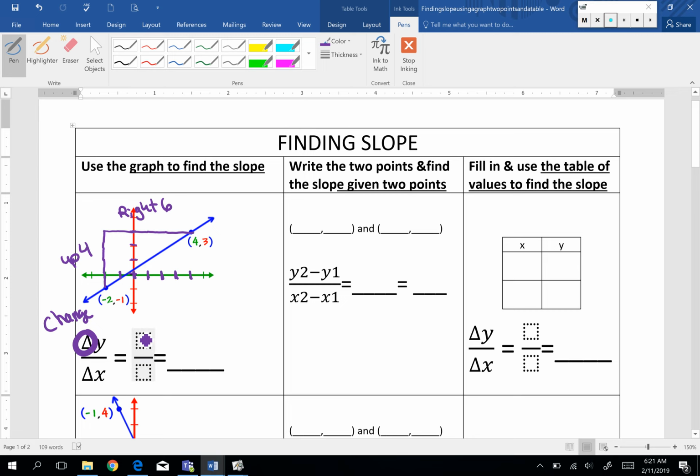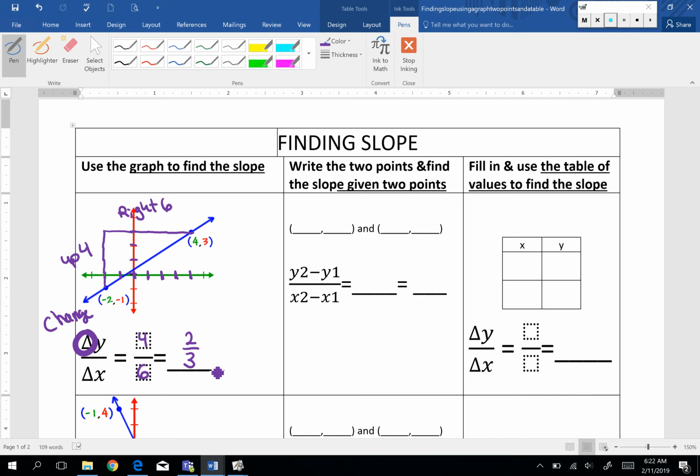Up is a positive direction, so up 4, right 6, is also a positive direction. 4 over 6 can simplify to 2 over 3. So again, you're going to create a triangle. You do any up or down movements first, any left to right movements second.